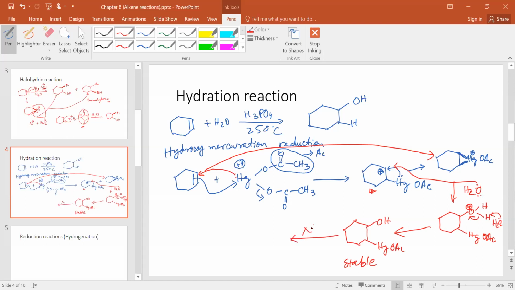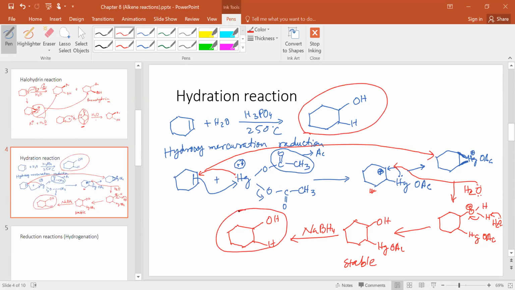So this one, when you take sodium borohydride, this will remove. So you need not worry about this mechanism. Instead mercury will be replaced and hydrogen will come. So this is the product. This product is the same; the only difference is that the other method needs very harsh conditions. When we use mercuric acetate as reagent, the reaction happens without heating. So this is the reaction.